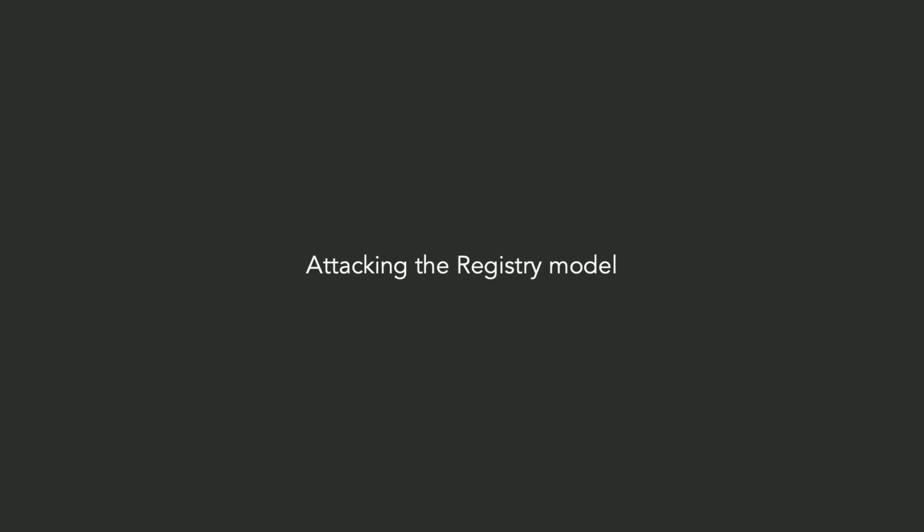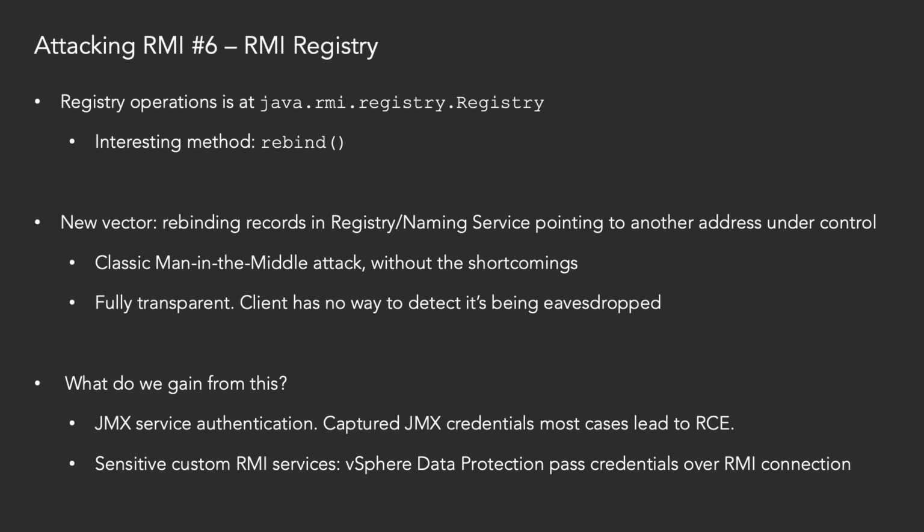So let's talk more about the RMI model. In RMI, you notice that there has to be the registry. You have to look up the registry to actually obtain the necessary information about the service. What if we can attack the registry itself? The registry operation actually provides many useful methods for an attacker that can be used for exploits. The most interesting one is the rebind method. Basically, it rebinds a current record into another record that can also be under the attacker's control.